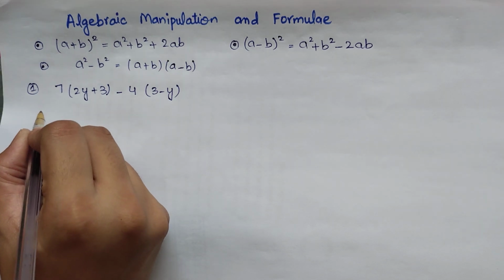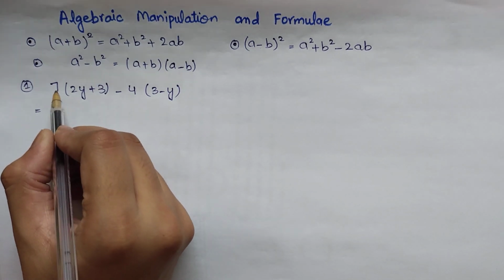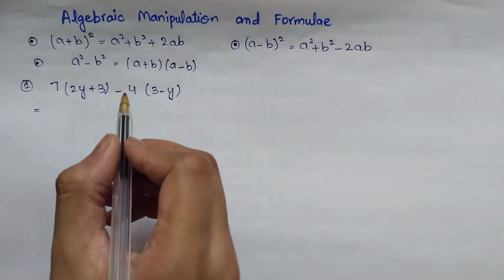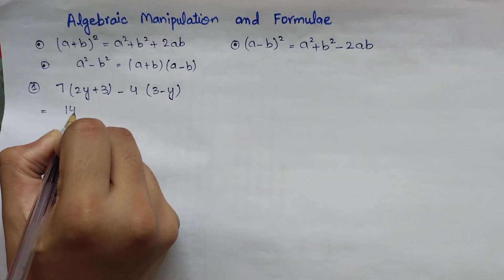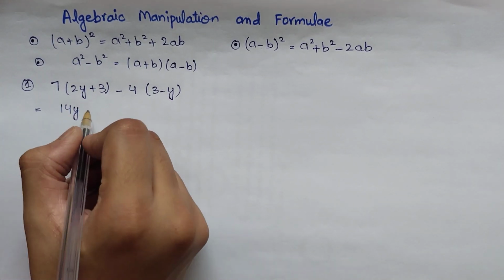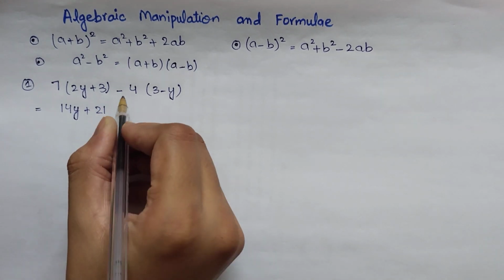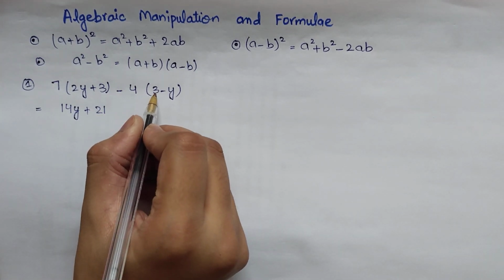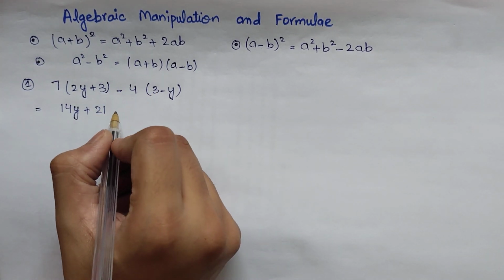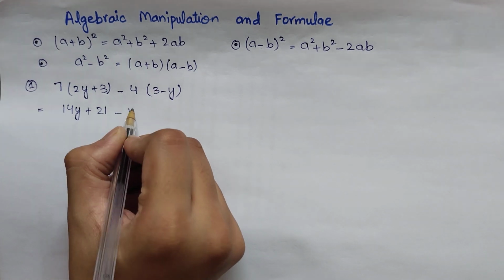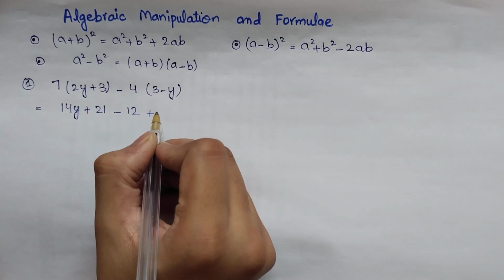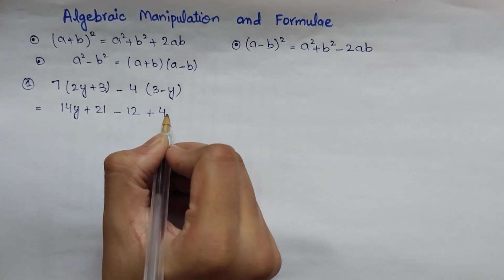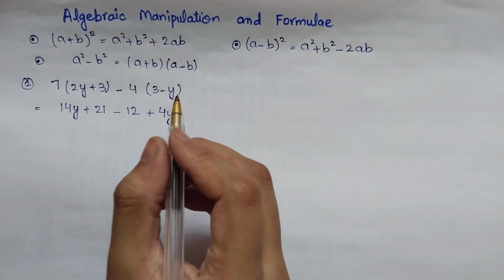So what you will do is multiply the 7 with the whole bracket and multiply minus 4 with the whole bracket. 7 2s are 14, y as it is, plus 7 3s are 21. This minus sign is also multiplied by this value, so minus 4 3s are 12, minus minus becomes plus, so you write plus 4 multiplied by y, that is 4y.